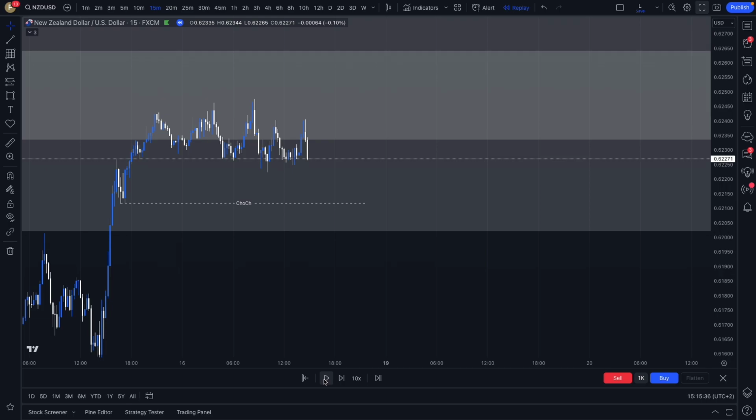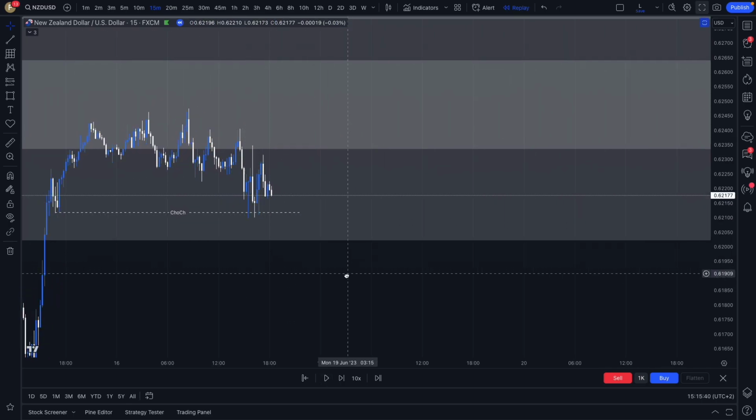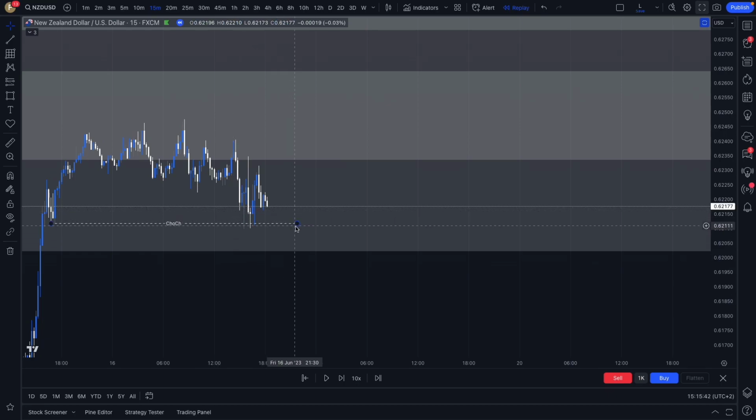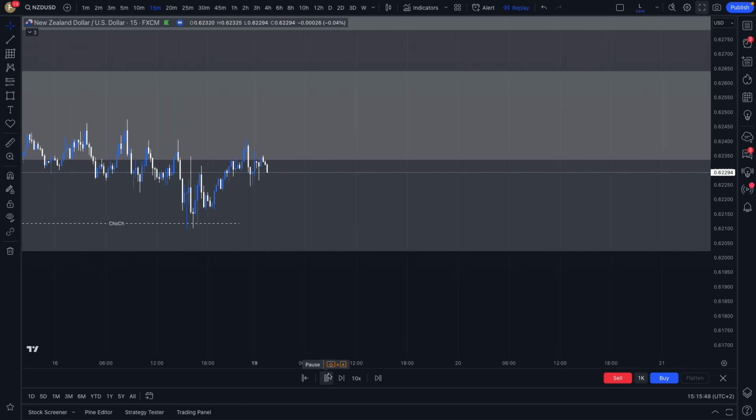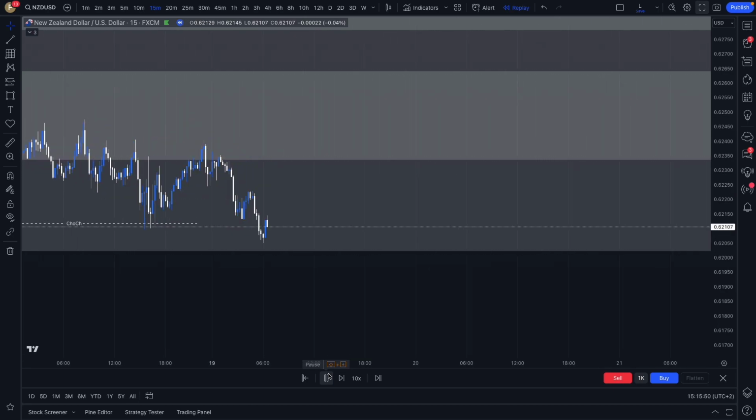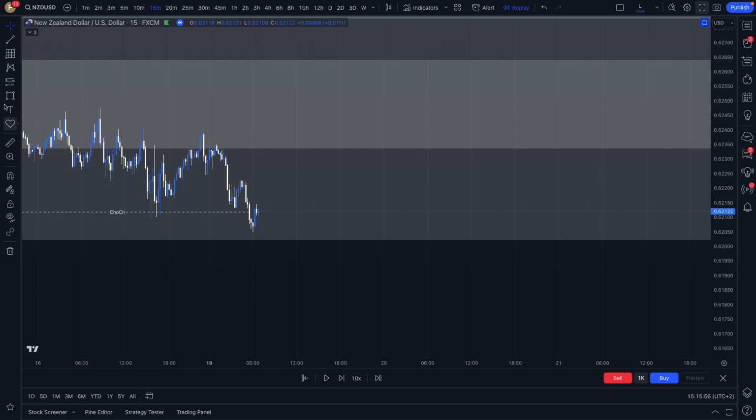So a break and close below. Then, is this our change of character? No, just wicks below. So we stay patient and we wait. Then what do we see happen? Boom. Break and close below the previous low. Then we have a zone which we can anticipate from, which is this one, but it's not in premium.